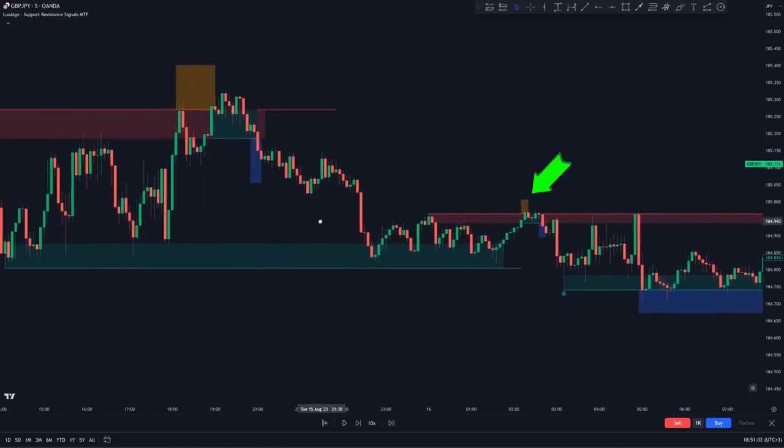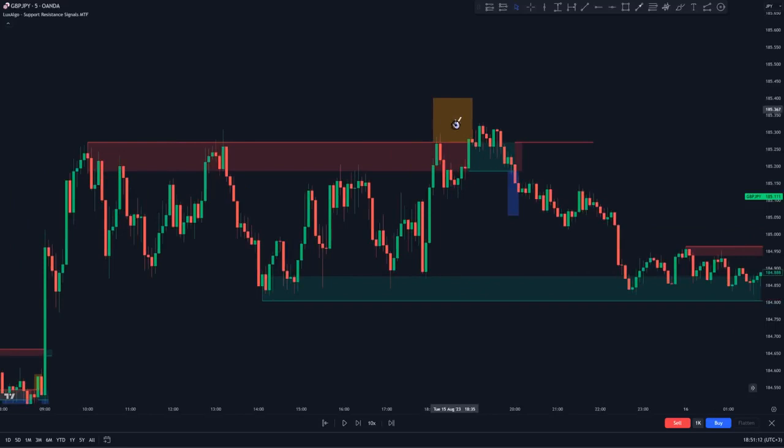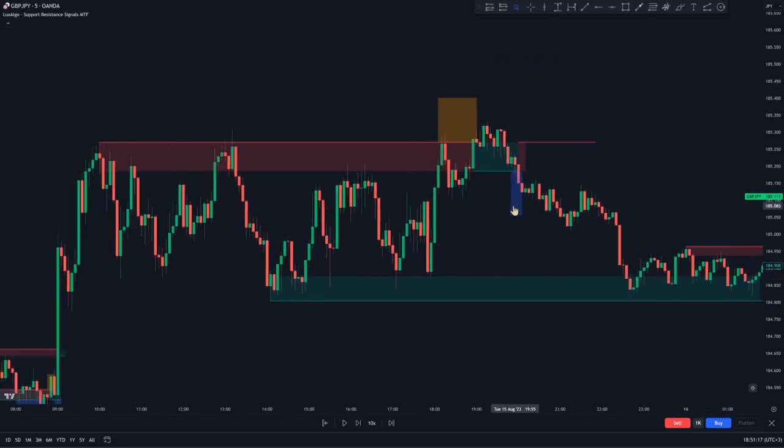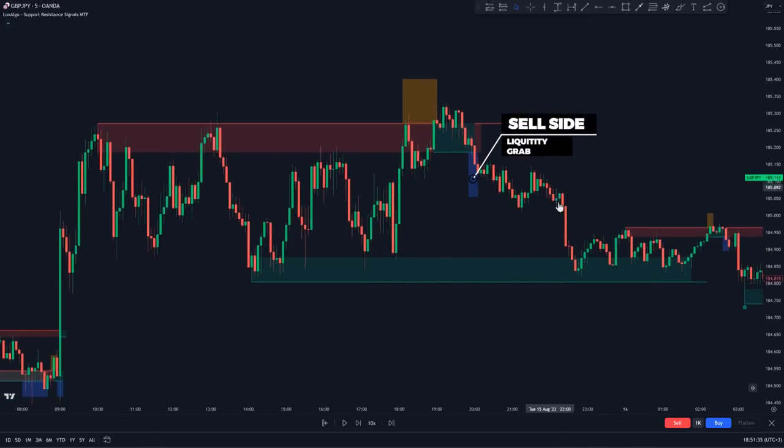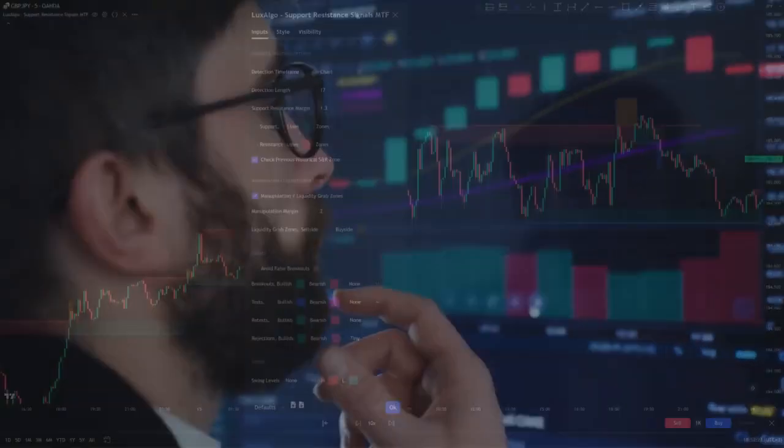Let's now address these orange and blue zones on the chart. These zones signify liquidity grab areas. Specifically, the orange zones represent buy-side liquidity grab, while the blue zones represent sell-side liquidity grab. Now let's delve deeper and explore these indicator settings.